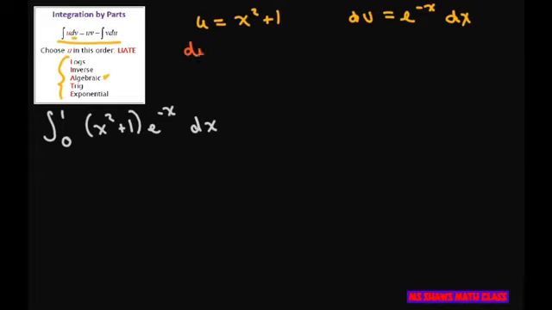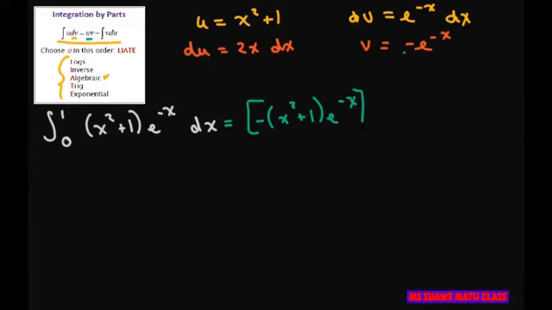Therefore, your du equals 2x dx, and your antiderivative is going to be negative e to the negative x power. Then we're going to start filling in the formula. Using this formula, uv, that's going to give you negative, I'm going to put the negative in front here, then x squared plus 1 times e to the negative x, and we're going to evaluate that over the interval from 0 to 1.